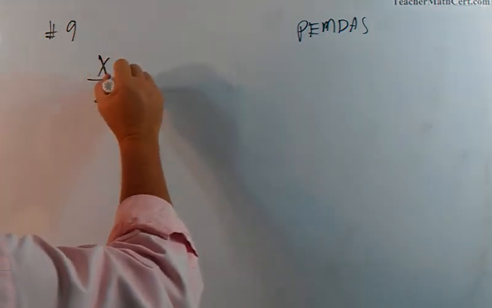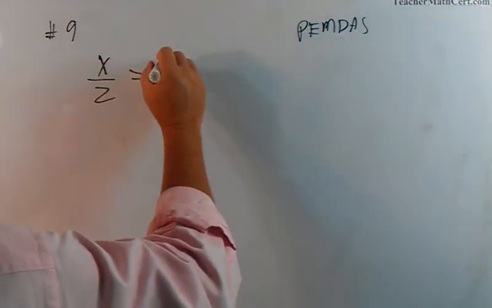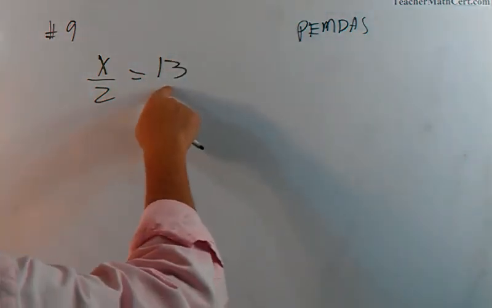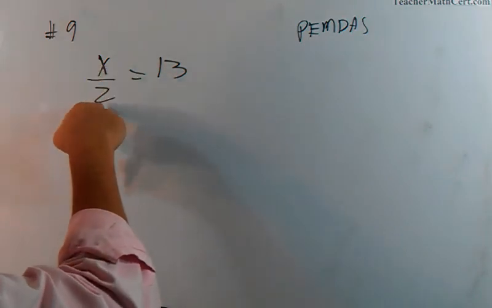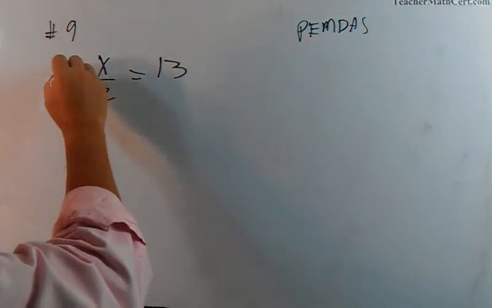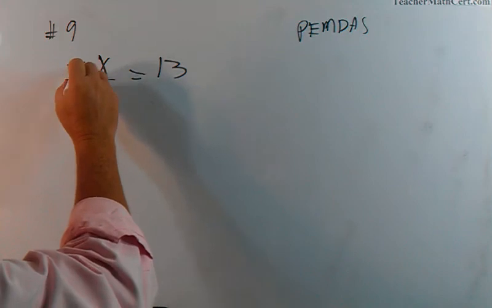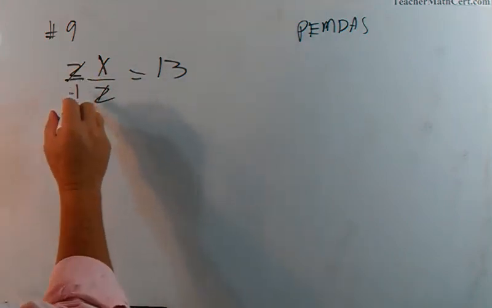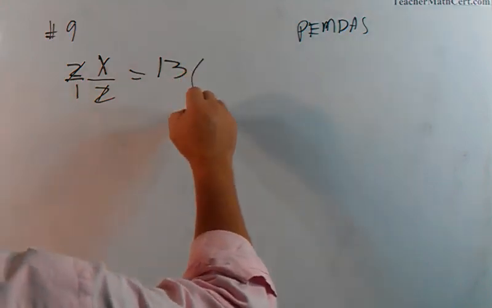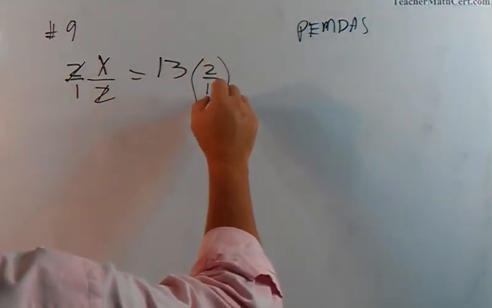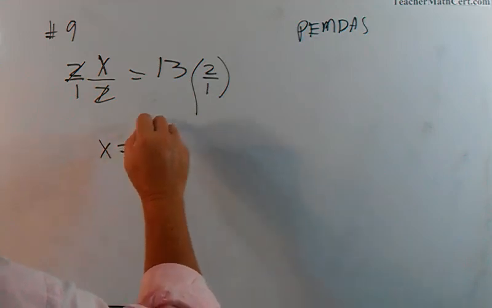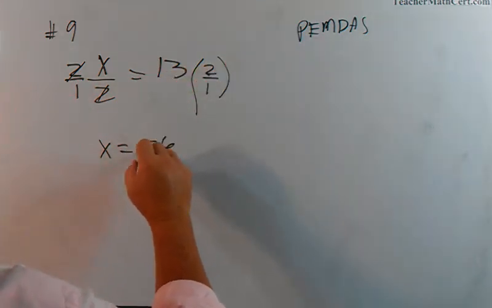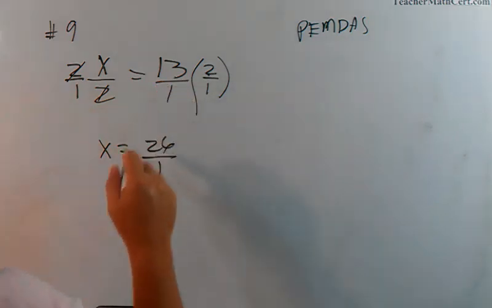X over 2 is equal to 13. What are we doing? We're solving for X. How do we get X by itself? We divided it by 2, so now we want to multiply it by 2, right? 2 over 1. These cancel. What do we do on the left-hand side? We multiply it by 2 over 1. Same thing we do on the right side, 2 over 1. X is equal to 13 times 2 equals 26 over 1, right? All right.